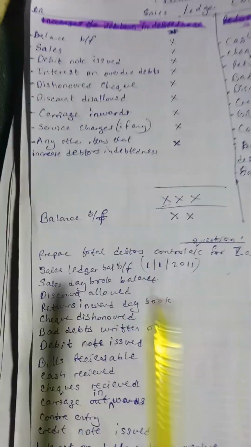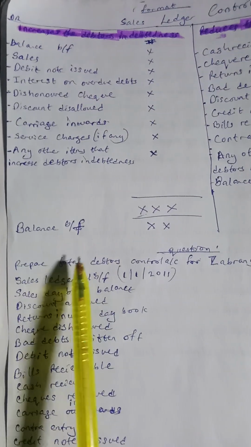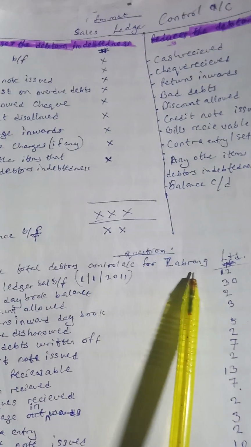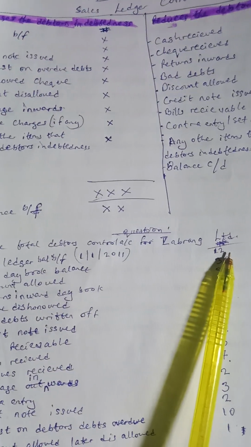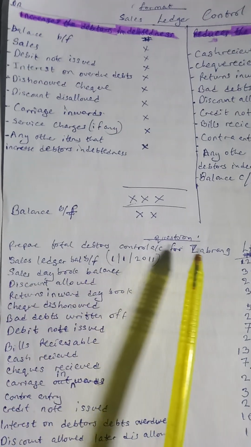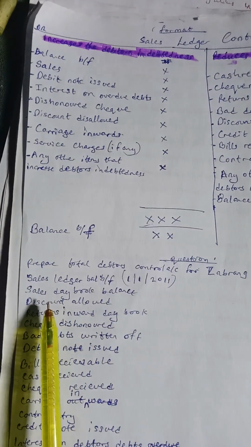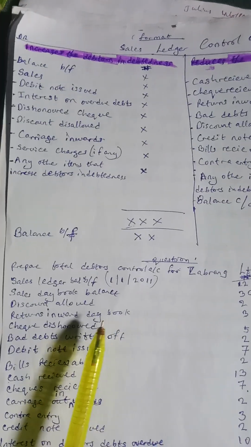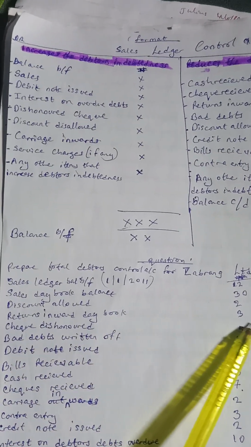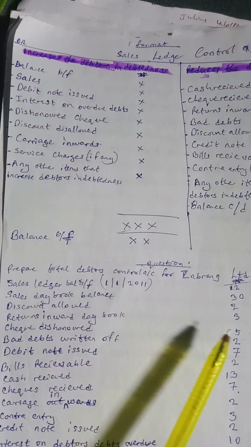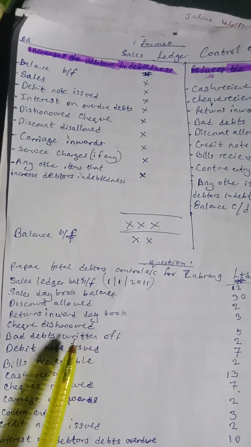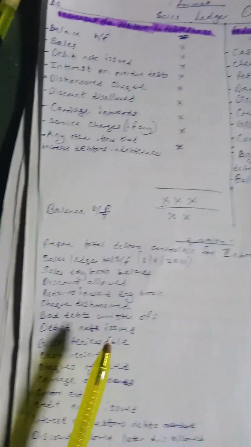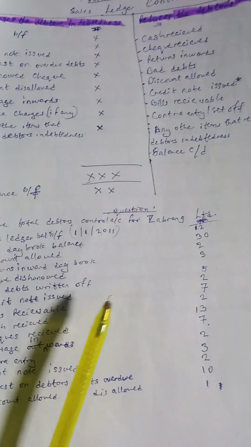And we move on to a question. The question says, prepare the total debtors control account for Zabrang Limited. You have the sales ledger balance brought forward on the 1st of the first month 2011 as 12 naira. Sales day book balance 330 naira. Discount allowed 2 naira. Return inwards day book 3 naira. Check dishonored 5 naira. Bad debt written off 2 naira. Debit notes issued 7 naira. Bills receivable, and so on and so forth.